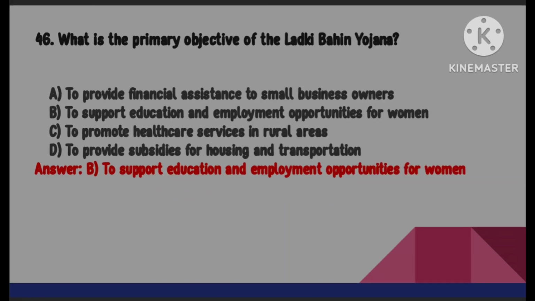What is the primary objective of the Ladki Bahin Yojana? Option A, to provide financial assistance to small business owners. Option B, to support education and employment opportunities for women. Option C, to promote healthcare services in rural areas. Option D, to provide subsidies for housing and transportation. And the right answer is option B, to support education and employment opportunities for women.